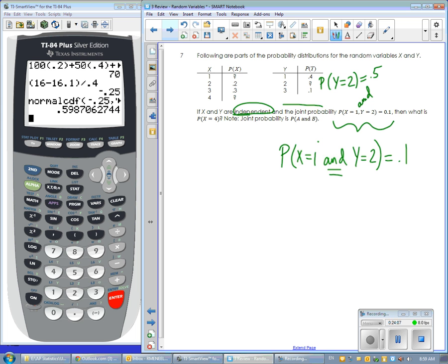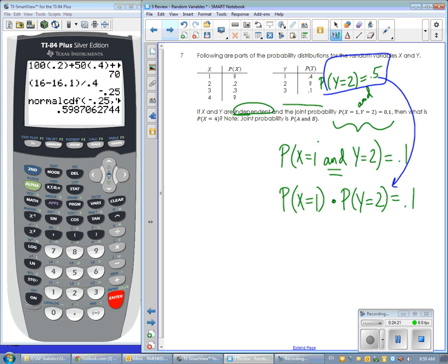If it's an and statement and I know they're independent, this is the same thing as the probability that x equals 1 times the probability that y equals 2. And so I know that's 0.1. Well, I also figured out that the probability that y equals 2 is 0.5. So that leaves me with this: the probability that x equals 1 times 0.5 is equal to 0.1. So if I want to determine the probability that x equals 1, I'm just going to divide both sides by 0.5. So the probability that x equals 1 is 0.1 divided by 0.5, which is 0.2.